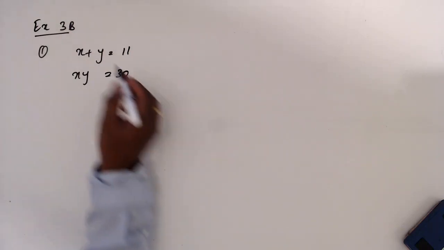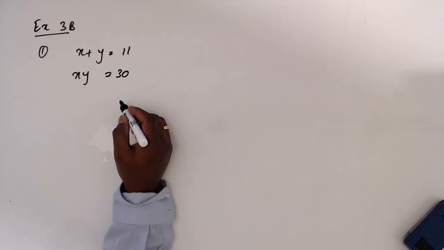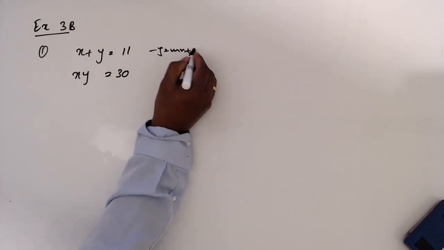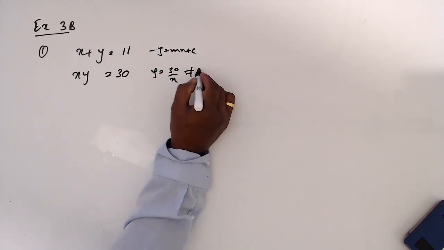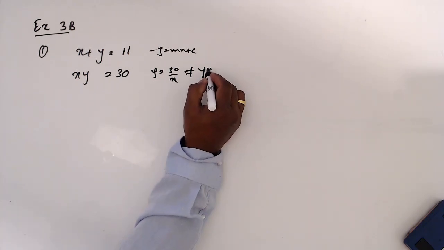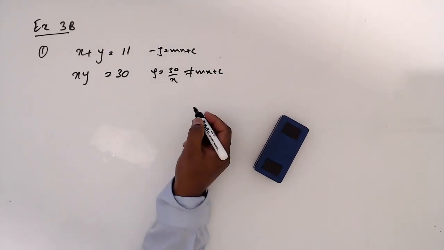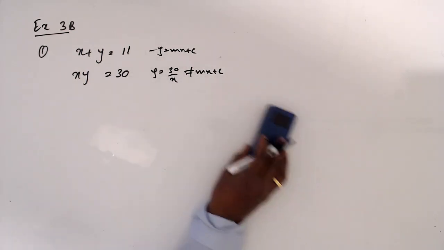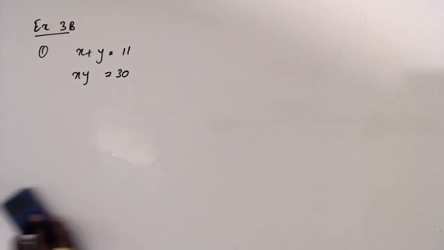Exercise 3B, question 1. When you look at this one, you can see two equations we have to solve. This one is in linear form, x plus y equals 11, which we can put into y equals mx plus c form. And this one is y equals 30 over x, which is not in y equals mx plus c form. So we can't do elimination here, because it's not possible. So then we have to think about substitution.